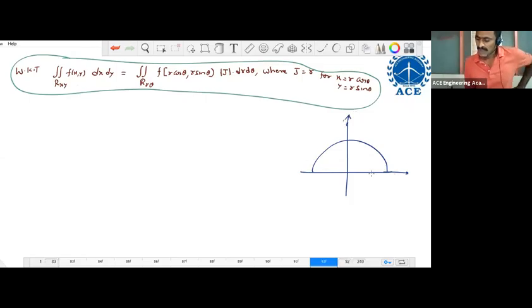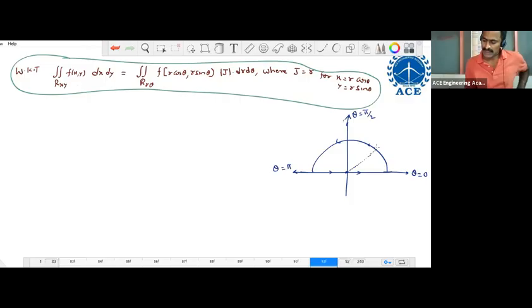In polar coordinates, the positive x-axis is the same as theta equal to 0. The negative x-axis is the same as theta equal to pi. And the positive y-axis is theta equal to pi by 2. Our region is a semicircular region, so theta will vary from 0 to pi. These are the theta limits. Next, we require the r limits. Here r is the radius, and the radius is always positive. So r will start from the origin.